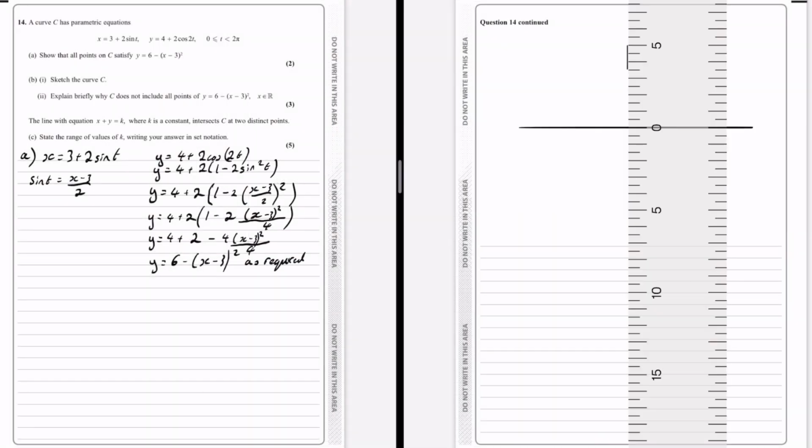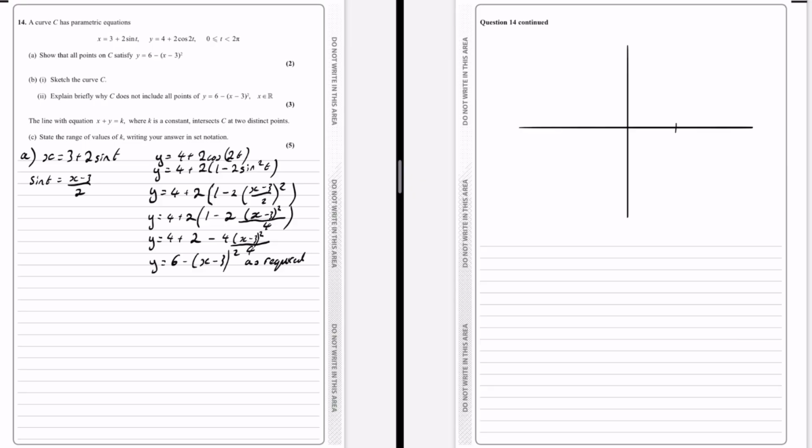For B(i), we need to sketch the curve C, so there are my axes. We have a maximum point at (3, 6). We can read that off from the completed square form of the equation. And this is going to be a negative parabola.